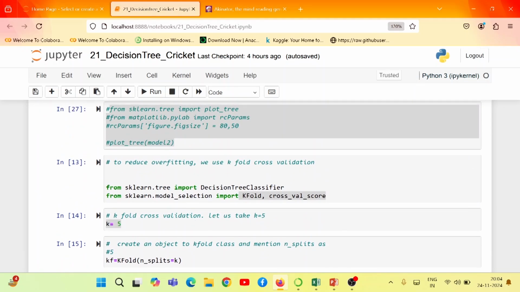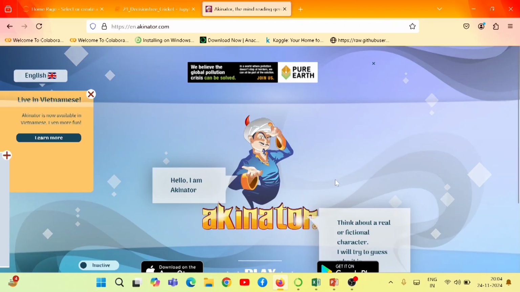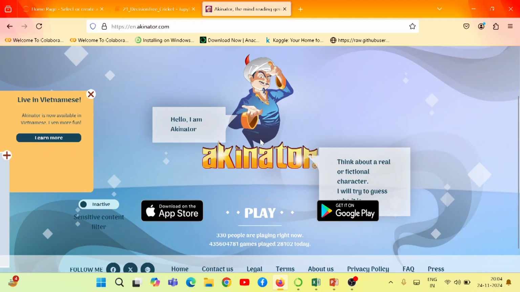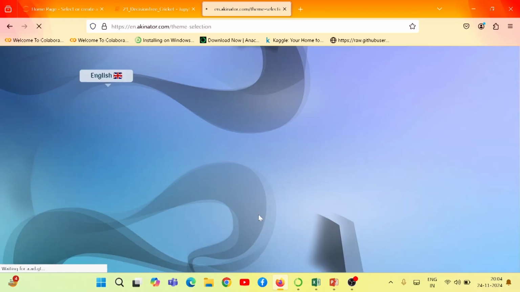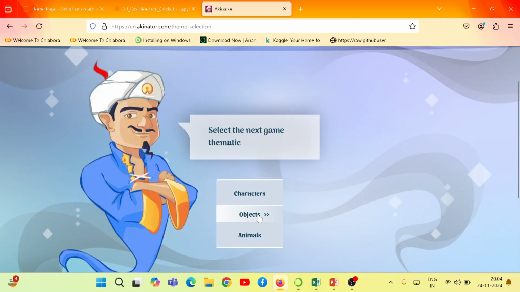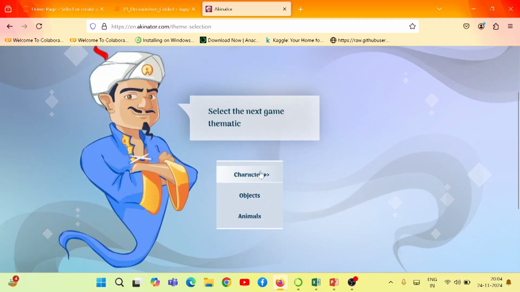Now, let me show you a game which actually uses the concept of decision tree. Hopefully many of you have played this Akinator. It is basically using the concept of decision tree. Let me show you how it works. Let us start playing. It makes predictions based on the user input and tells you the corresponding output. This entire game was designed with the concept of decision tree only.